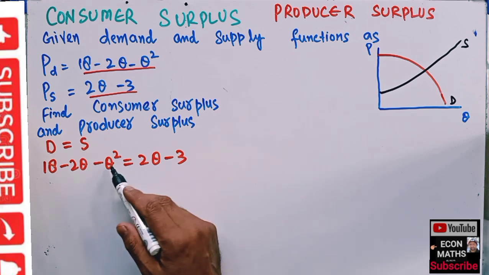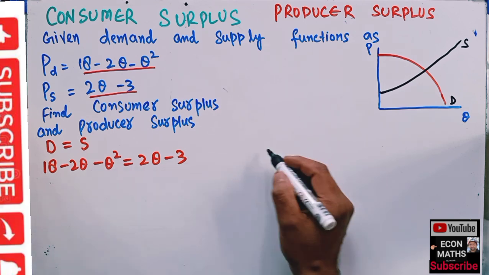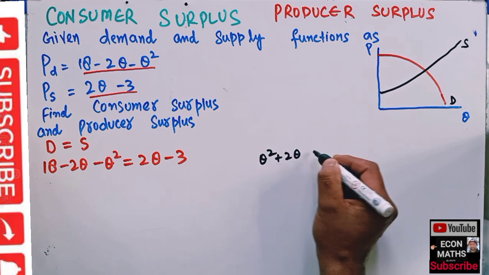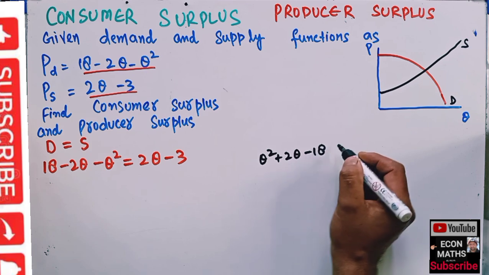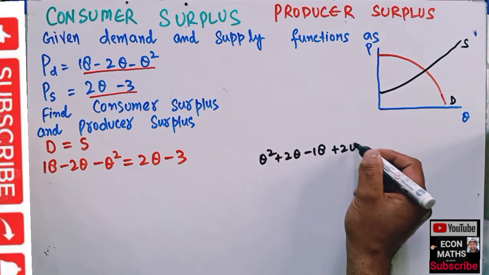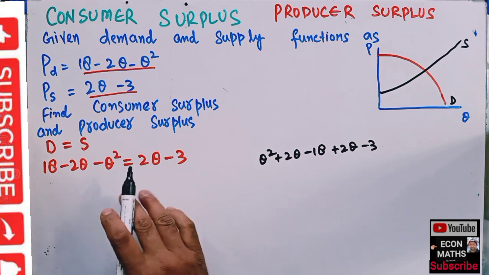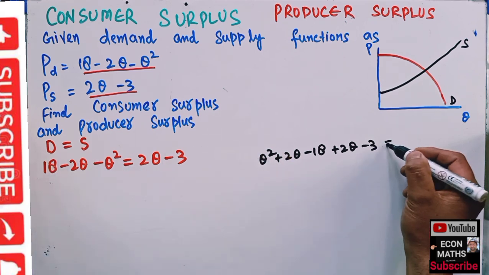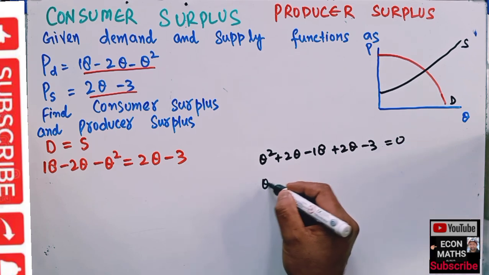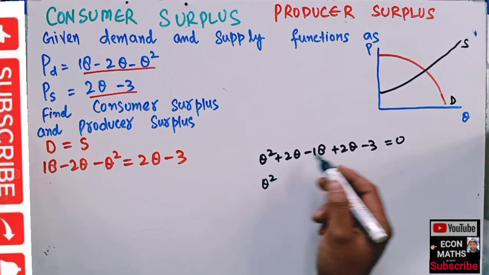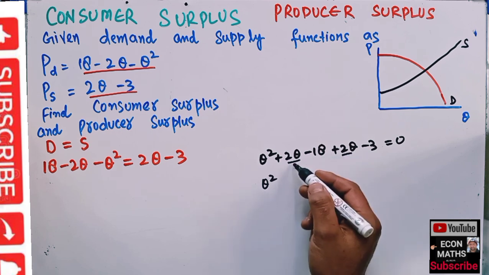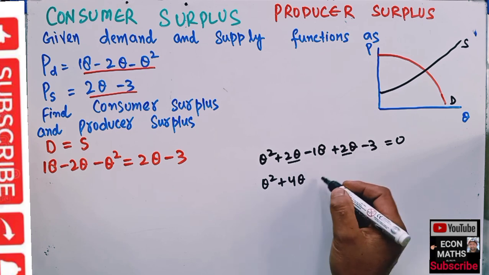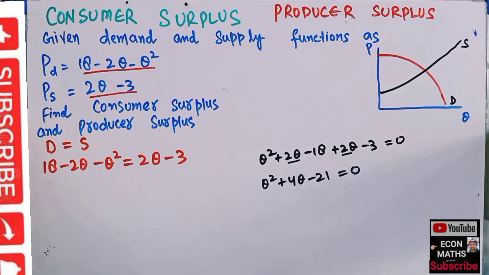If I transpose these terms, minus q square will become plus q square. Then we have plus 2q minus 18, then plus 2q minus 3. I am just transposing all these terms to the LHS, so they will change their signs, and we set it equal to 0. That gives us q square, and since these are like terms, we can add them up. So this becomes 4q, and minus 18 and minus 3 is minus 21, which is equal to 0.